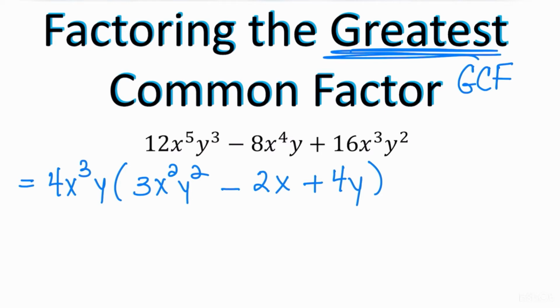Then you keep going. 8 divided by 4 is 2. X to the 4th divided by x cubed. You subtract. 4 minus 3 is 1. And the y's just cancel. Plus 16 divided by 4 is 4. X cubed divided by x cubed. That just cancels the x's, and then y squared over y, that's just y to the 1 power.